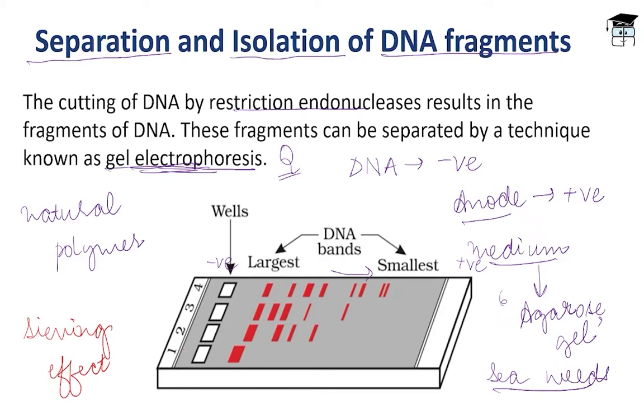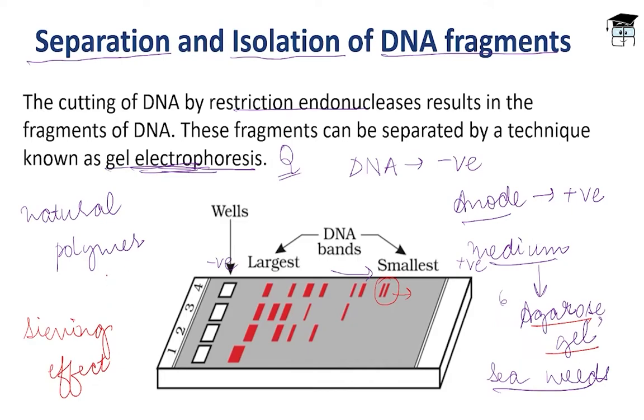Now this effect is provided by what? Provided by the agarose gel. Hence the smaller the fragment size, the farther it moves. That is what I told you. Is that clear? Now, students, this sieving effect cannot be seen by a human eye, we cannot see this effect.